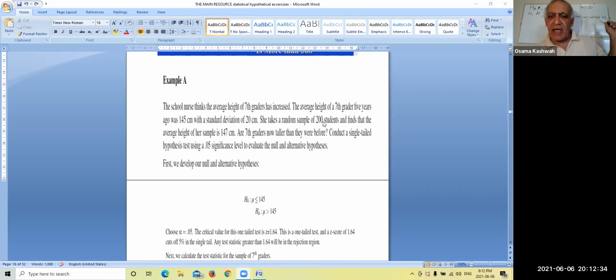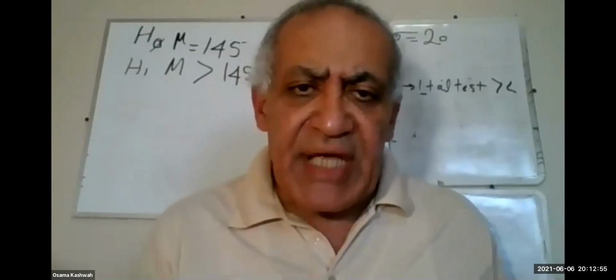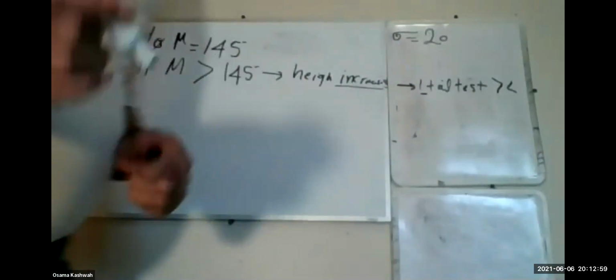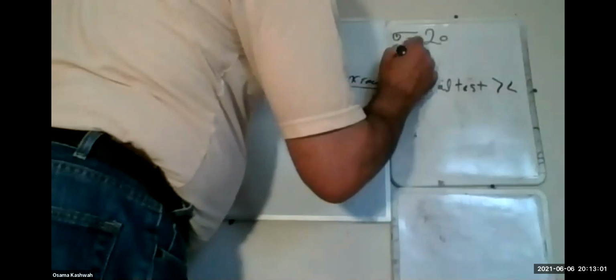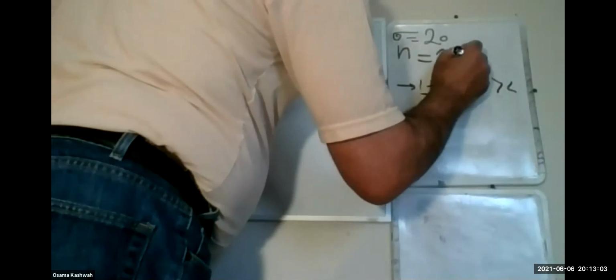n is the symbol of the sample. We use n to express the sample, so the sample is 200. Perfect. Then I will stop sharing and show you how I will use the data in doing the example. I will say n equals 200.